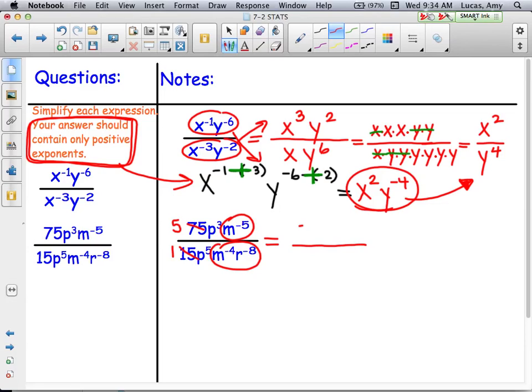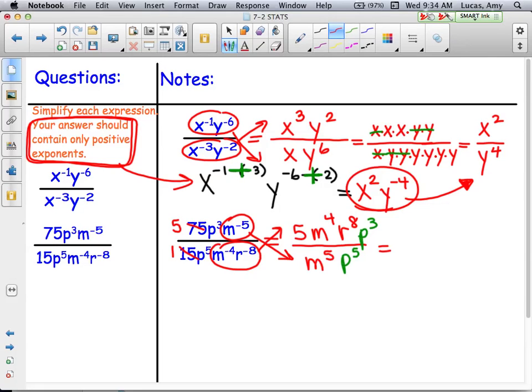So I've got just a 5 in my numerator. I don't need the 1 in the denominator. M to the fifth on the bottom of my fraction, M to the fourth, and R to the eighth on the top of the fraction. And then I had P to the third and P to the fifth that didn't have to move, so I don't want to forget about those.